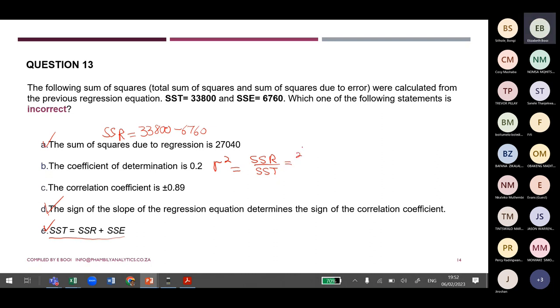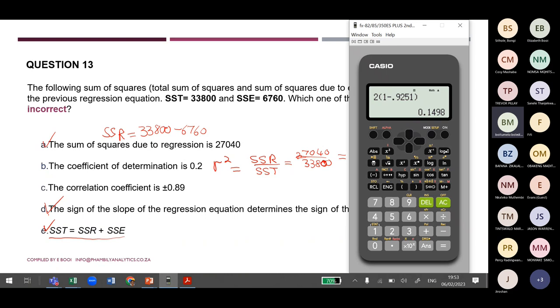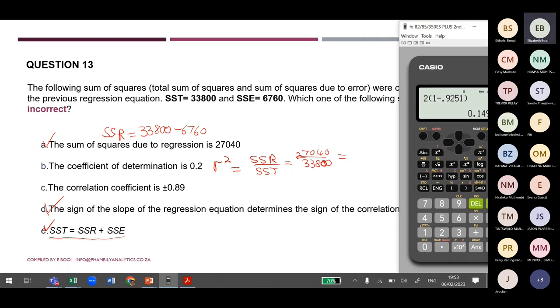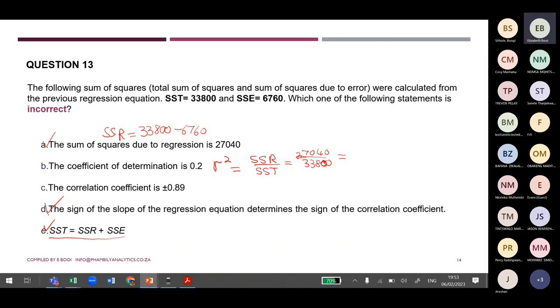So you're going to say 27,040 divided by 33,800. What is the answer? 0.8. Then it is not correct. That is our incorrect statement.